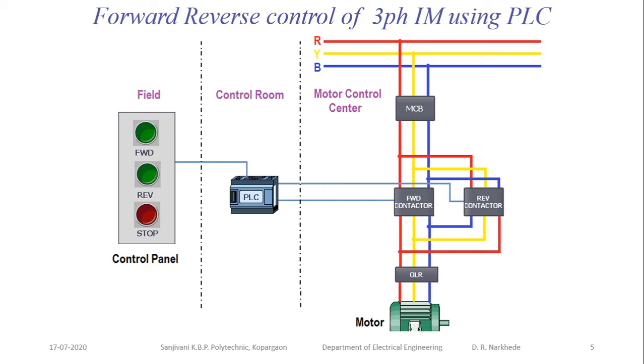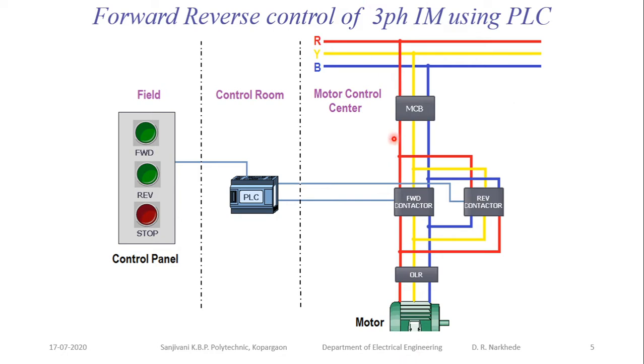Now, if you want to rotate the motor in the forward direction or the reverse direction, I have to use at least two contactors. One is for forward rotation, one is for reverse rotation. How to change the direction of rotation of the three-phase induction motor? For that, we need to change the phase sequence. My normal phase sequence is RYB. If I want to rotate the motor in the forward direction, my R phase is connected to the R phase of the motor, Y phase to the Y phase of the motor, and B phase to the B phase.